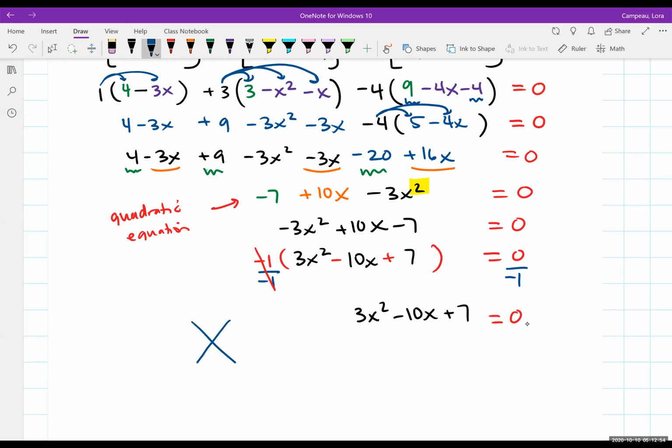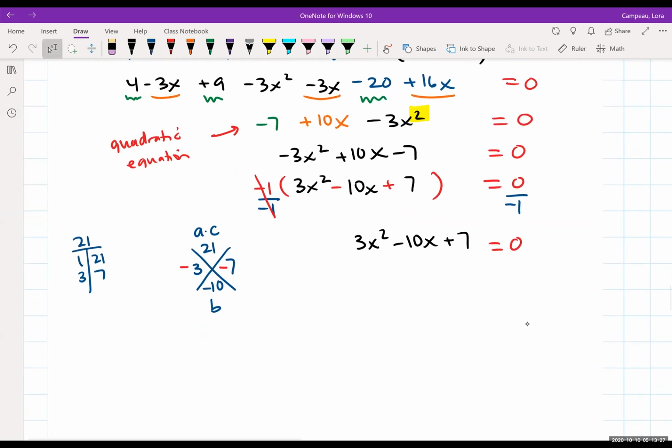So I have factors of A times C, so that's 3 times 7, which is 21, that add up to my B, which is -10. Looking at factors of 21, I have 1 and 21, that's not going to work. The other one's 3 and 7. And if I have to make a positive 21 and a negative 10, I'll have to choose both of them to be negative factors. So we do know that it factors.